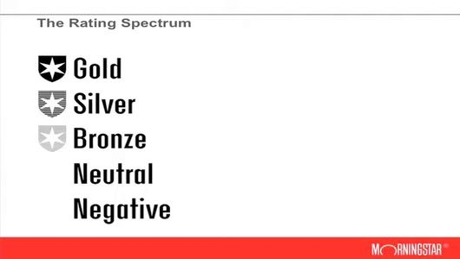Now, the analyst ratings range from gold, silver, bronze, neutral, to negative. The 3 metals, gold, silver, bronze, are an indication that analysts believe that this fund has some advantage that will cause it to consistently outperform its peers over a full market cycle. And the difference between the gold, silver, and bronze is our level of conviction in that manager. So a gold analyst rated fund would imply that we have the highest level of conviction in the manager's ability to outperform.